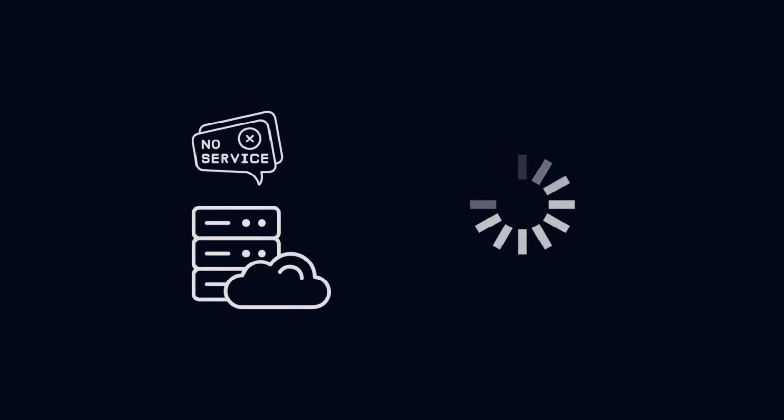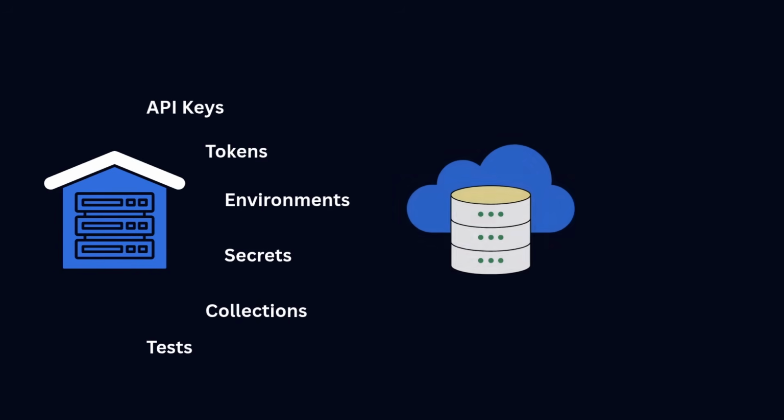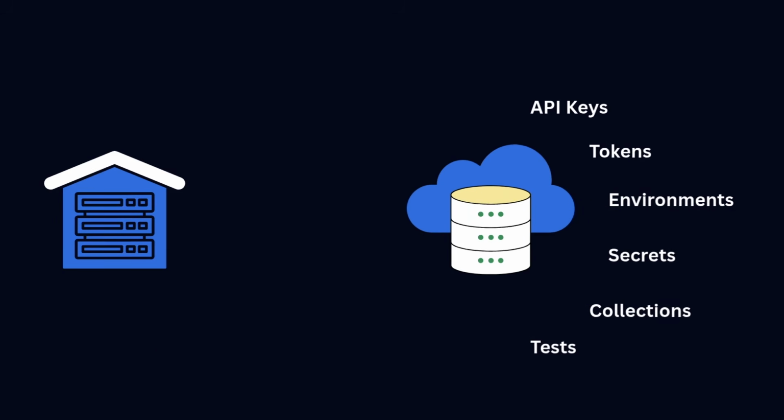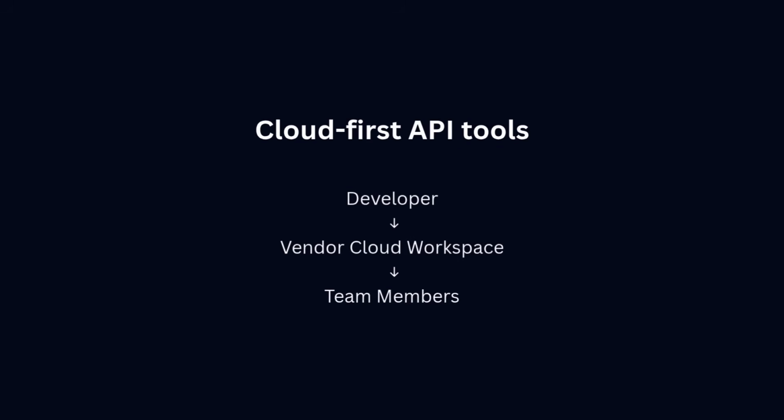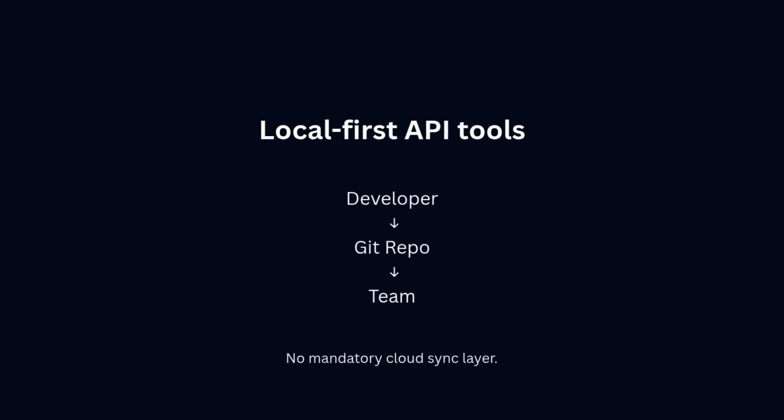But it's not just about outages or downtime. The bigger concern for many engineering teams is control over sensitive API data. Even when platforms encrypt data properly, syncing data to the cloud still increases the security and compliance surface you have to manage. This model works just fine for some teams, but in larger or security-sensitive environments, developers often prefer local-first workflows where data stays closer to the code base.